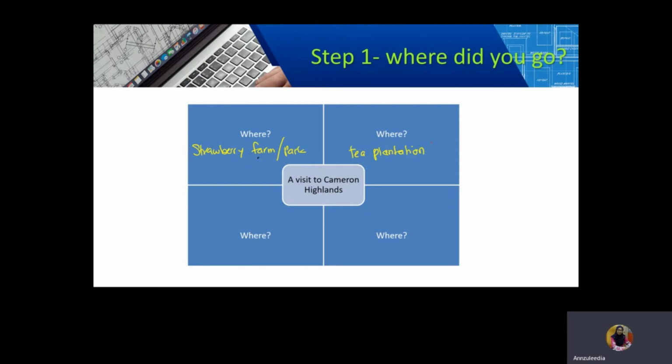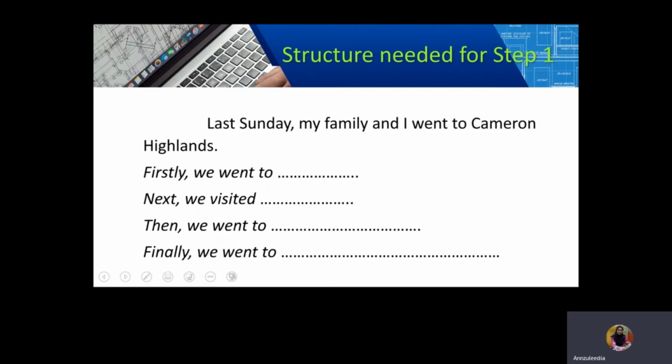All right. Picture 3, maybe a vegetable market, vegetable farm or market, I don't know. Okay, right. And picture number 4, something to do with cactus. So maybe we can name the place. Okay, Cactus Valley. So we have answered the questions of where did you go. So we have 4 places. Once we have done that, we move on to the next step.